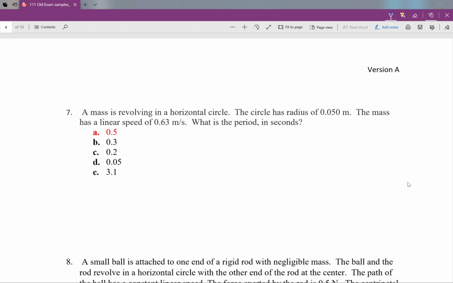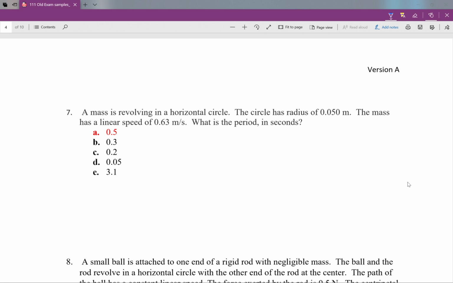Okay, a mass is revolving in a horizontal circle, meaning it's facing downwards. So the circle is on the ground, so we're not worrying about gravity. The circle has a radius of 0.05 meters, and the mass has a linear speed of 0.63 meters per second. What's the period in seconds?